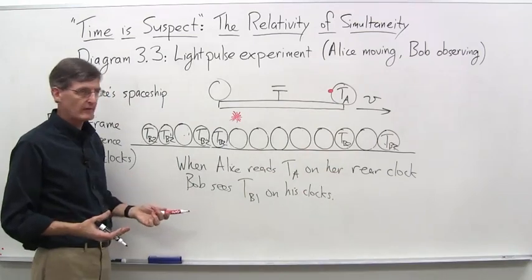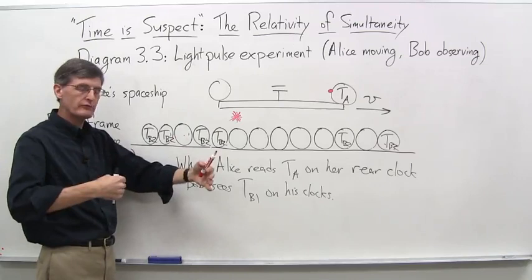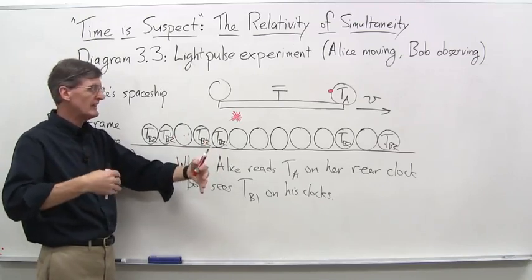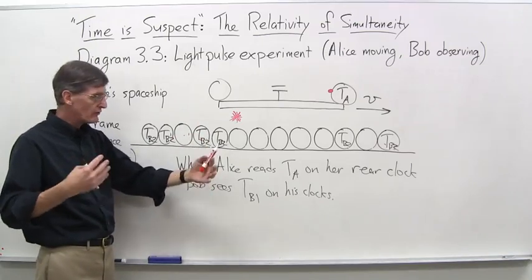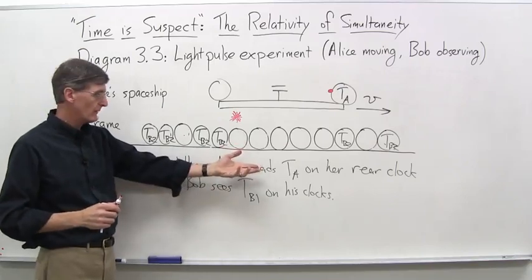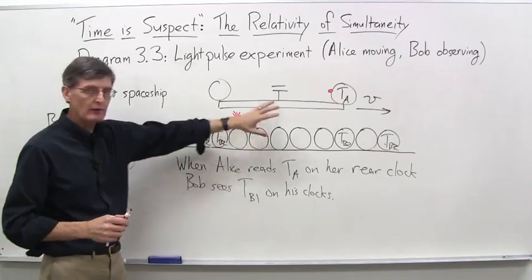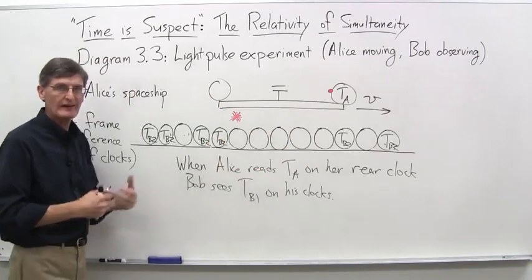Meanwhile, Alice is saying, my clocks are perfectly synchronized. I see both the photons, both the light pulses, hit at T sub A. They're simultaneous. My clocks are synchronized. It's your clocks, Bob, that are messed up. In other words, you should be reading the same time on your clocks for the light pulse hits, not different times.